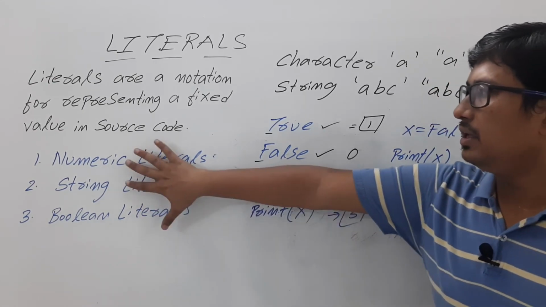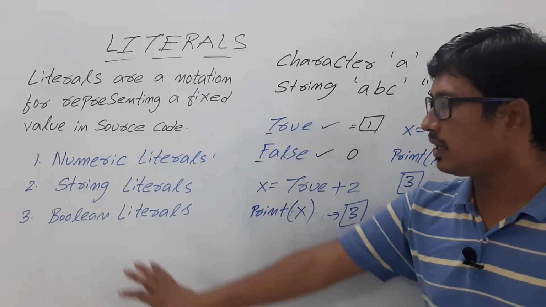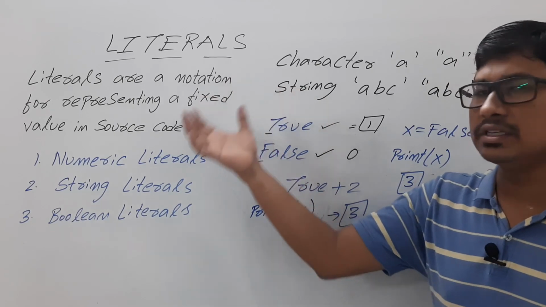So we have three types of literals: numerical literals, string literals, and Boolean literals. I hope it is clear for you.